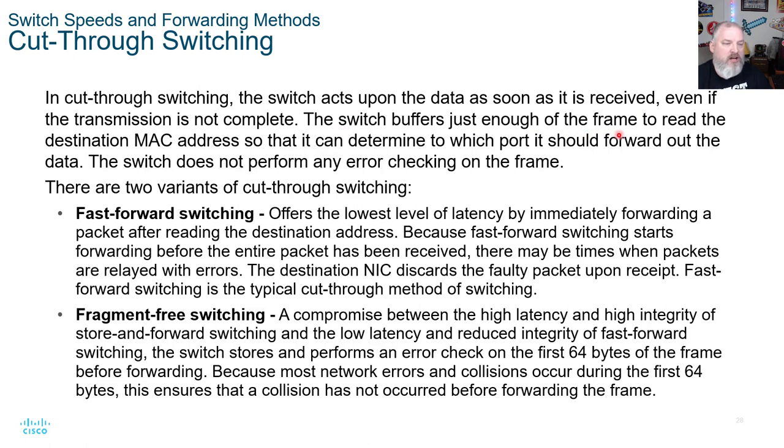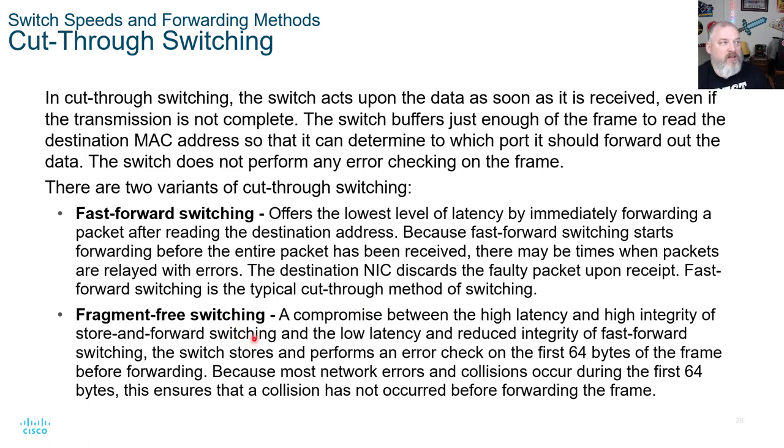The switch buffers just enough of the frame to read the destination MAC address so that it can determine which port it should send it out, and then the switch does not perform any error checking, it just goes. And there's two variants. Fast-forward switching offers the lowest level of latency by immediately forwarding a packet after reading the destination address. And because fast-forward switching starts forwarding before the entire packet's been received, there may be times when packets are relayed with errors. So the destination NIC discards the faulty packet upon receipt, and fast-forward switching is the typical cut-through method of switching.